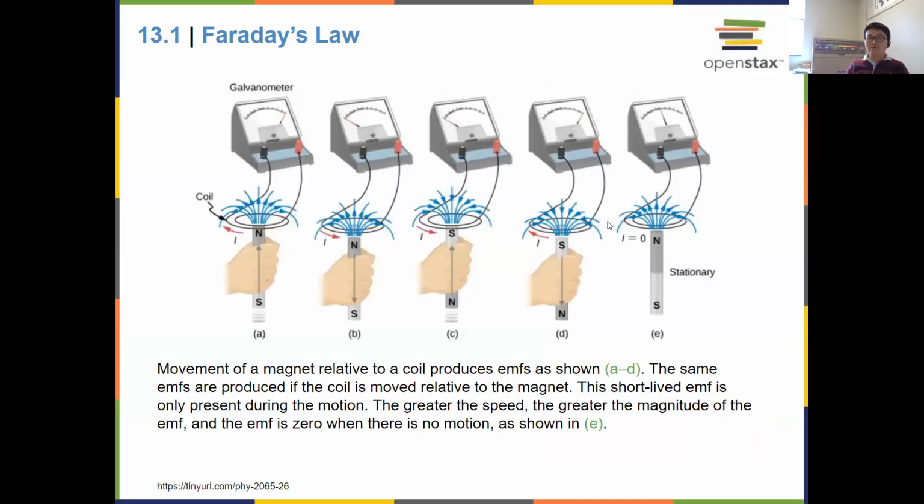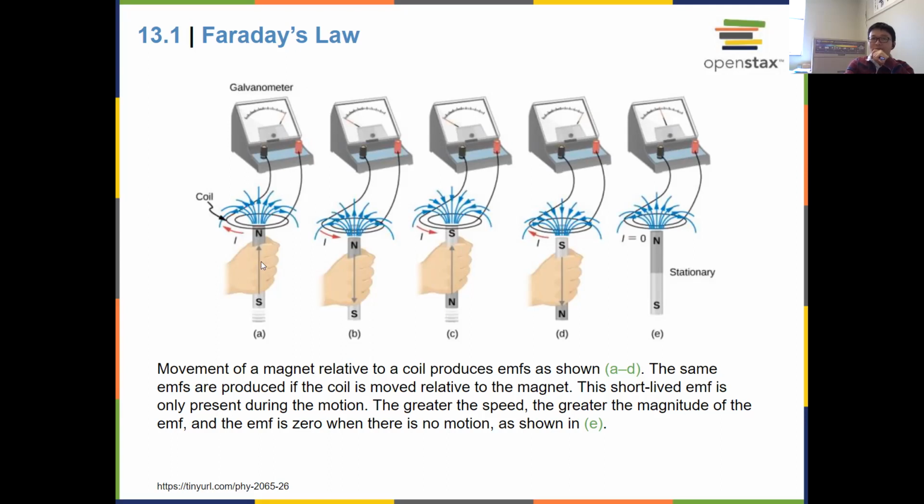Experimentally, it has been found that if you have a circuit like this, where wires are connected to a galvanometer, which is an ammeter that is very sensitive to current so it can measure very small currents in the circuit, and you approach a magnet to the loops, or coils, formed by the wires, then if there's movement of the magnet, you'll see a non-zero current indicated on the galvanometer. So that means current is actually induced.